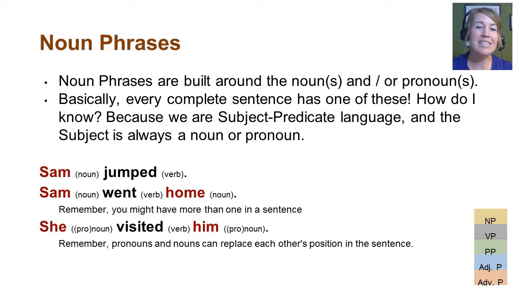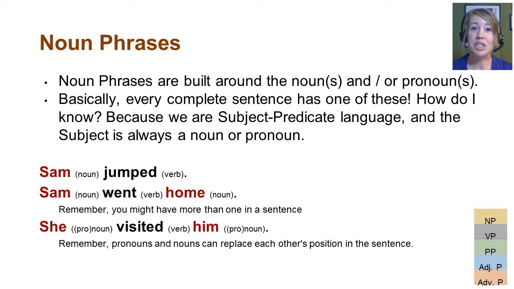So a noun phrase is built around the nouns or pronouns in our clauses, right? Basically, every complete sentence has one of these. Every clause has one of these. And how do I know that? Because we are a subject predicate language. And the subject is always a noun or a pronoun. So every sentence, every clause should have a subject, therefore will have a noun or pronoun, therefore does have a noun phrase. Okay, so we're going to work with these couple sentences right here to illustrate this.